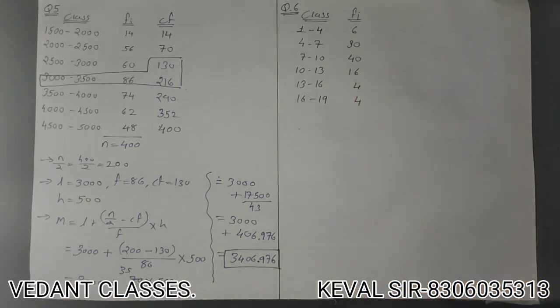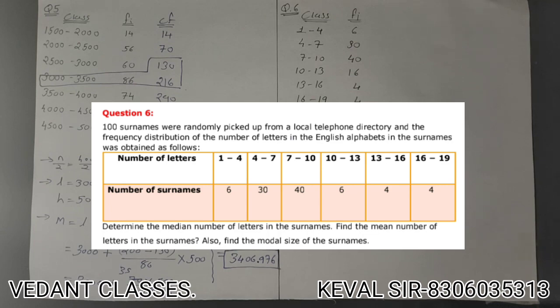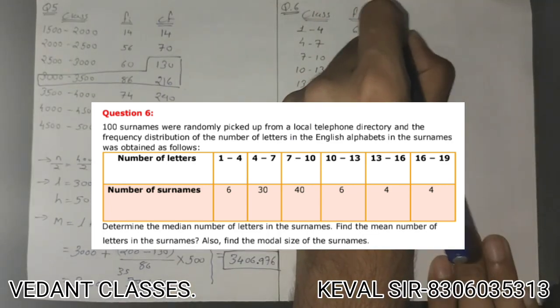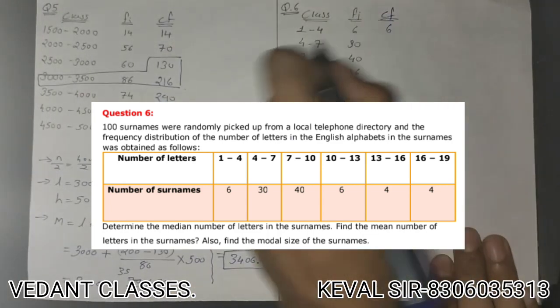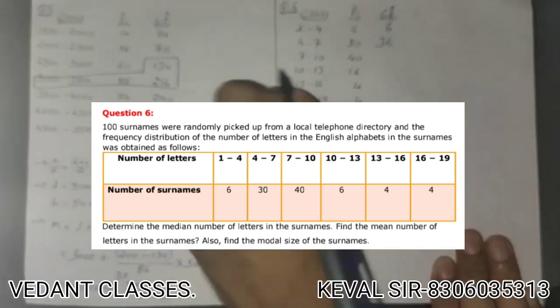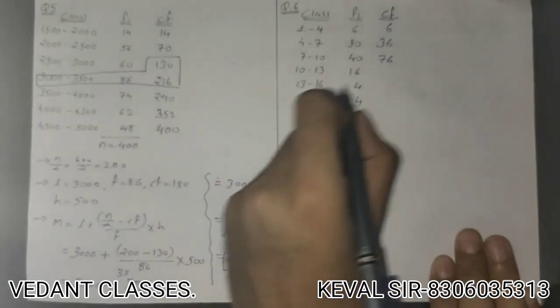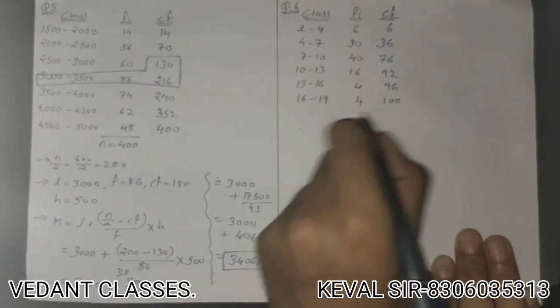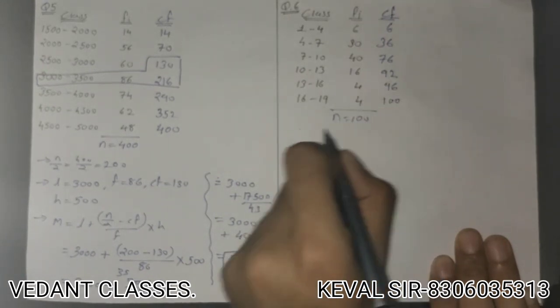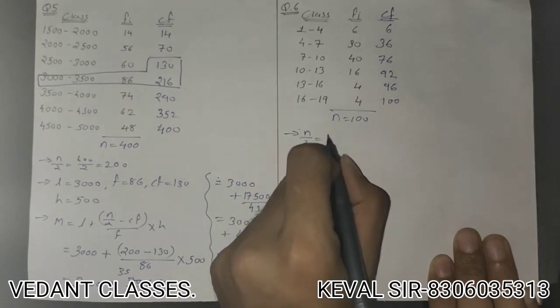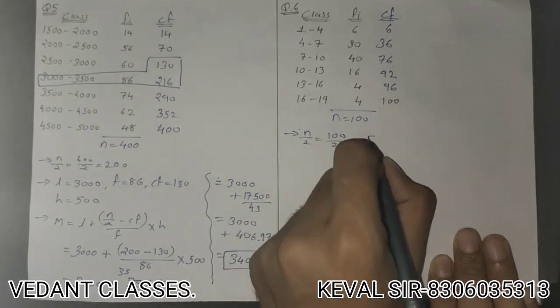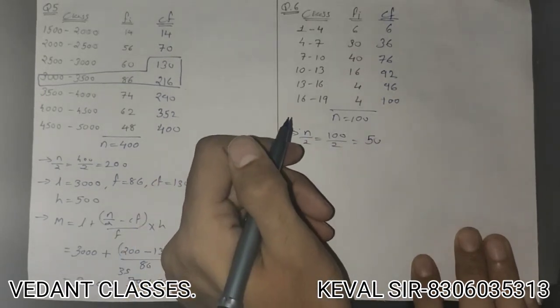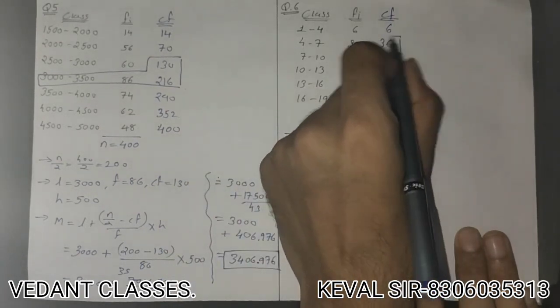Okay, solve the question number 6. Okay, let's make a CF. So first it will be 6, then 36, then 76, then 92, then 96, and this will be 100. So value of n is 100. So n by 2 will be 100 by 2. So this will be 50. Now check the 50 lies between these two values.